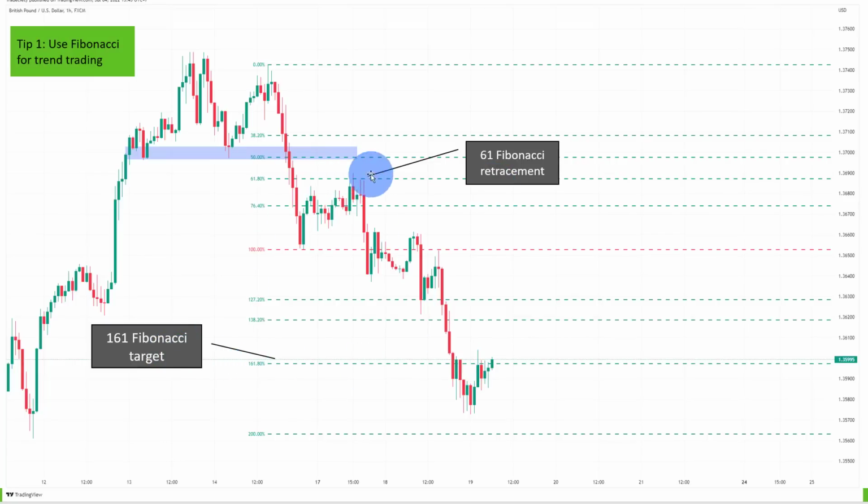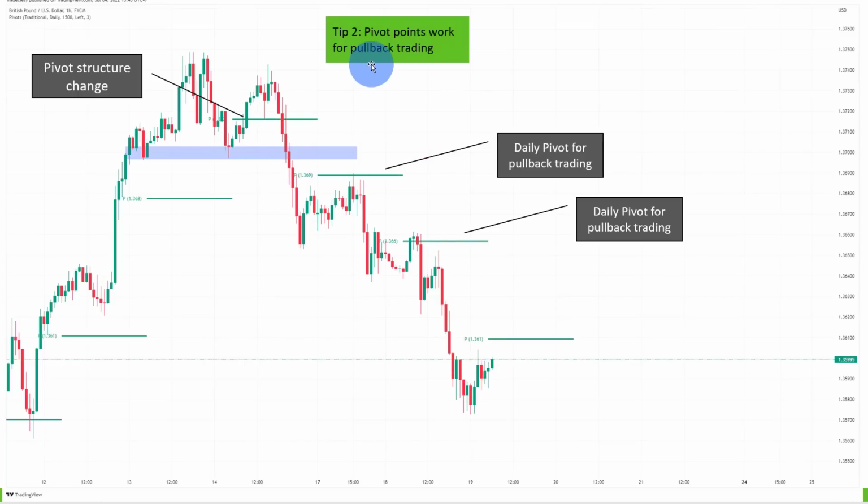So once you know your Fibonacci retracement, you can very nicely design your target here, and that will give you a huge reward to risk ratio, and Fibonacci's work extremely well for trend following. Another tip, you could also add pivot points.